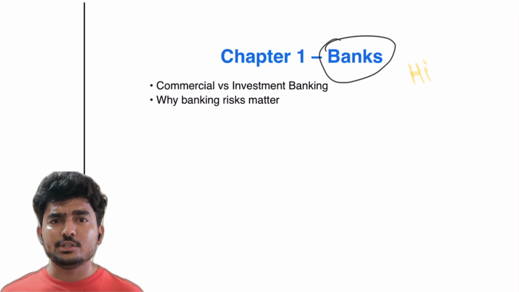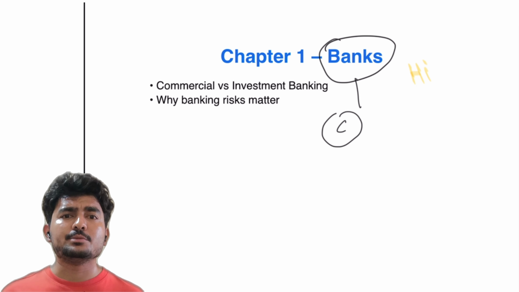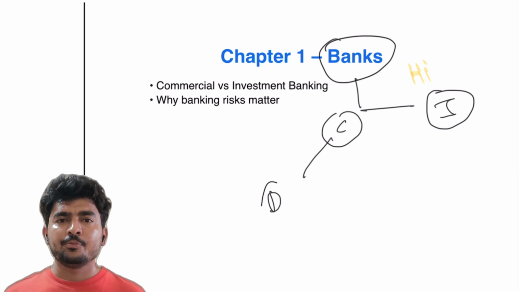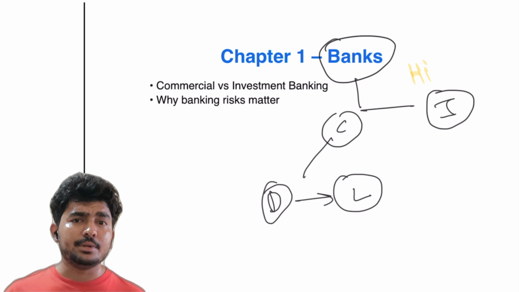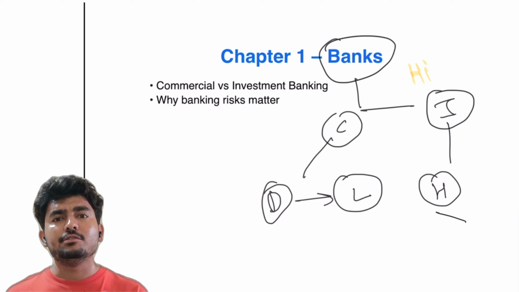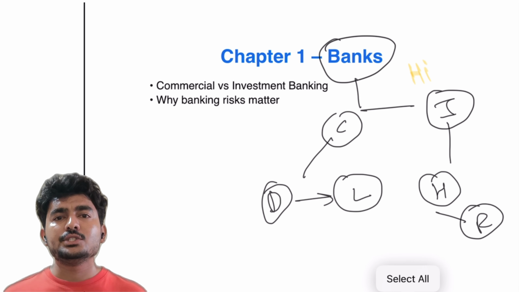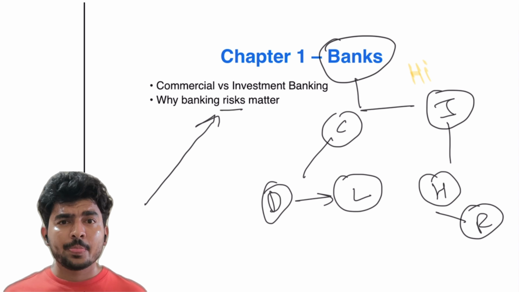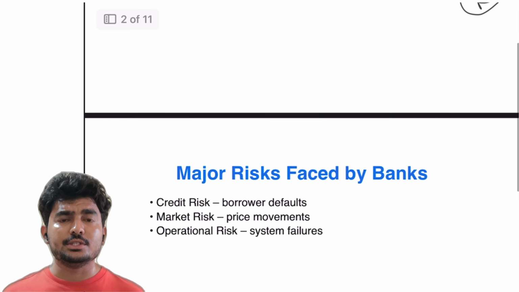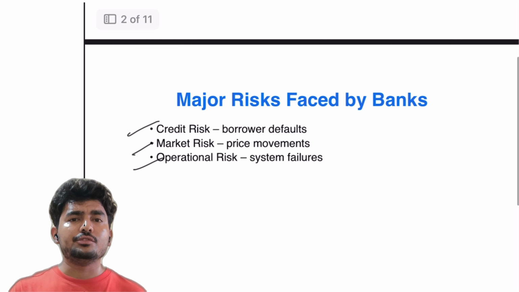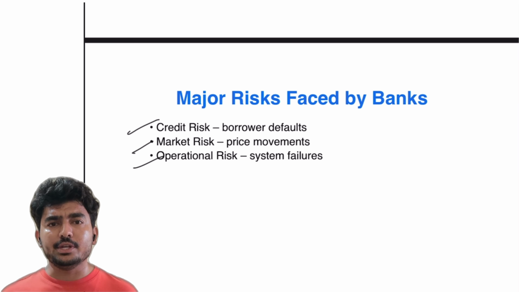Banks perform two major functions: commercial banks and investment banks. Commercial banks take deposits and give loans. Investment banks help companies raise capital. But whether a bank is lending or trading, everything leads to one single thing: risk. Banks face three major risks: credit risk, market risk, and operation risk. And each of these risks has shaped global finance.